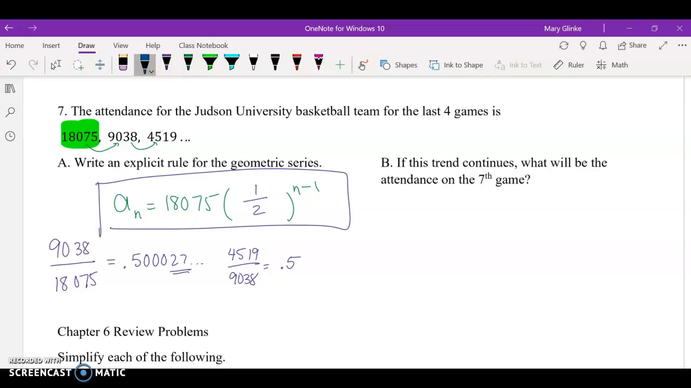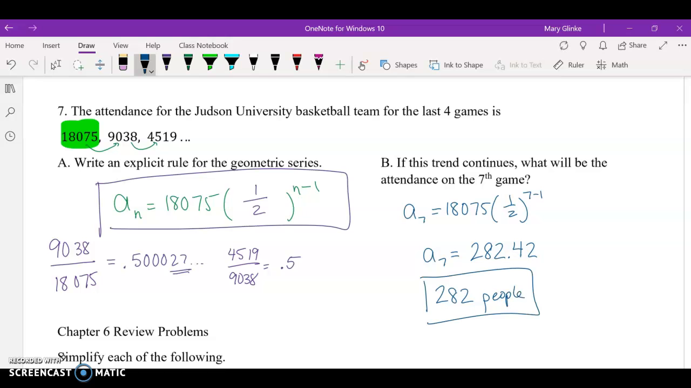So for this next one here, we're going to go ahead and plug in 7 for our n value, or a sub n. We get 18,075 times 1/2 to the 7 minus 1. When we do that, we get 282.42, which once again, we're talking about people. So we're going to say 282 people showed up to the 7th game if that kept on going with that pattern.